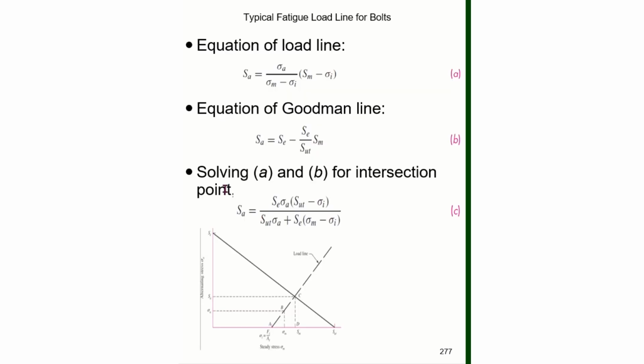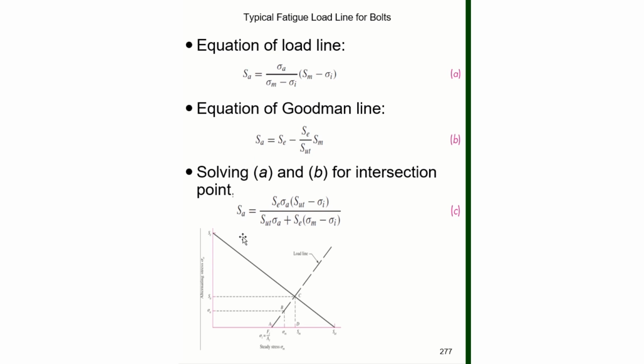The equation of the load line shown here is given by Sa, the alternating stress, equal to the alternating stress over the mean stress minus the preload stress, times the quantity Sm minus Si, where the Sm and the Si are the values that give the equation a value of 1. So these are the alternating strength and the mean strength.